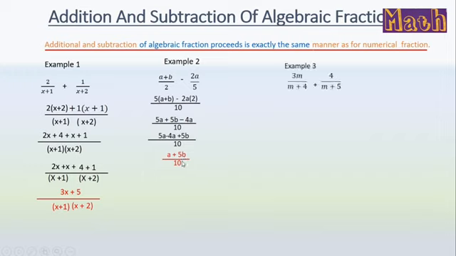The next practical example is going to be on 3m over m plus 4, plus 4 over bracket m plus 5.